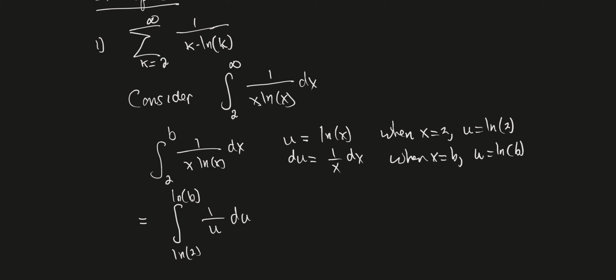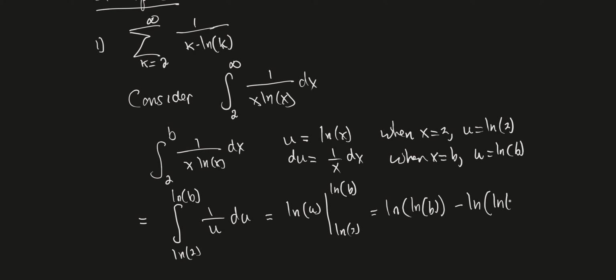And we know that everything here is nice and continuous, and the antiderivative of 1 over u is the natural log of u. And then we have our fundamental theorem, so we're going to evaluate it at this. So there's lots of ln's here, right? So we're going to plug in the ln of b for the u, so we're going to have the natural log of the natural log of b, and then minus the natural log of the natural log of 2. Right? So that is our area function.